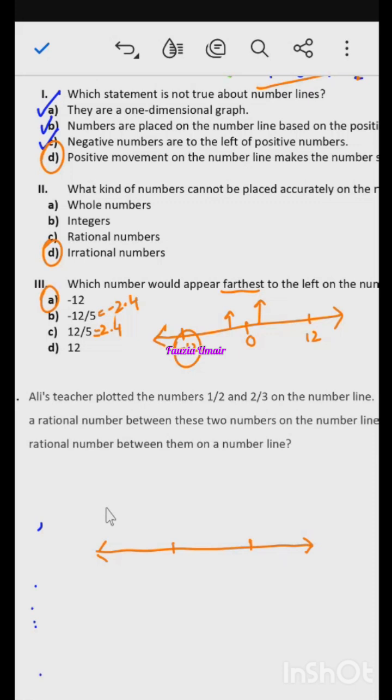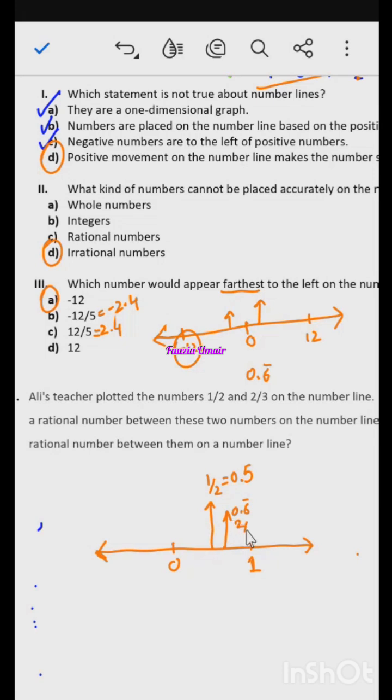So anyone from the girls maybe? Yes, Zoya? 0 and 1. Excellent. They are between 0 and 1. So 1 by 2 is in the middle. This is 1 by 2 because it is equal to 0.5. What is 2 by 3 in decimal form? It is a recurring decimal. It is 0.6 with a bar. So for example, this is the point where 0.6, 2 by 3, is.